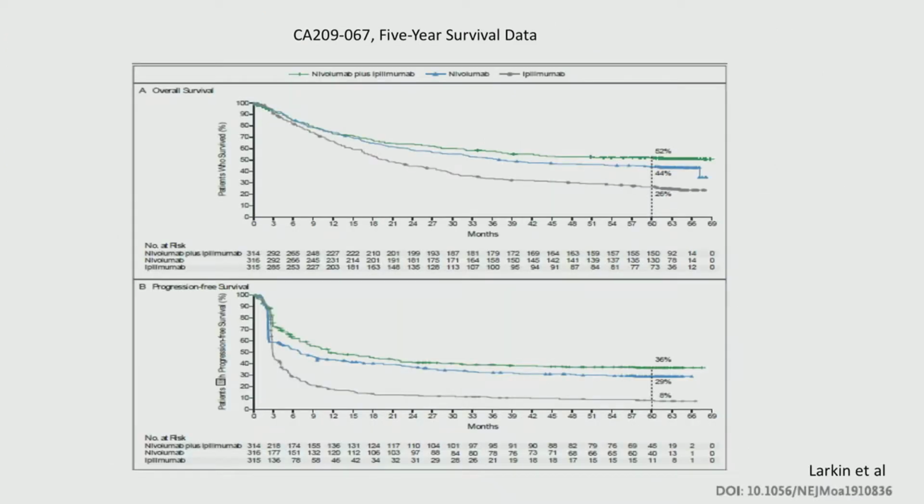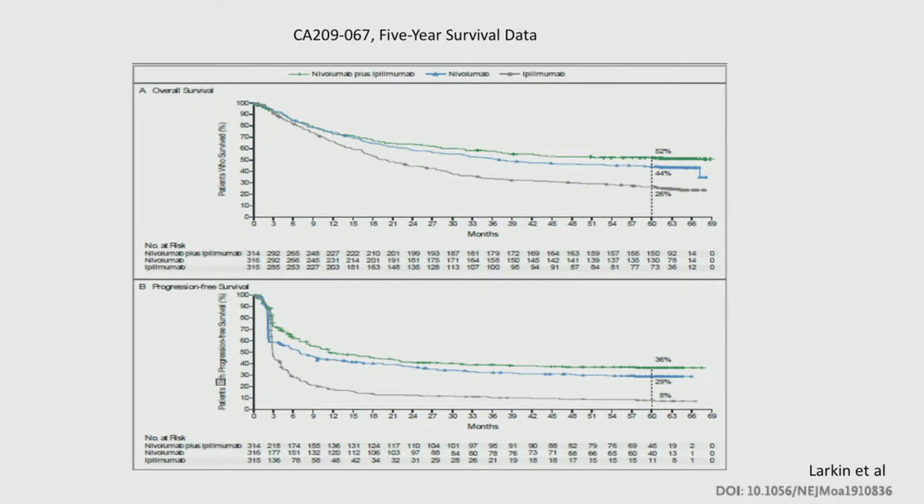So this is now the 5-year follow-up for the randomized trial of ipilimumab-nivolumab versus ipilimumab in melanoma. And there are some striking results here. 52% 5-year survival for ipilimumab-nivolumab, very similar to what we got in our phase 1 trial. The 36% progression-free survival rate for ipilimumab-nivolumab at 5 years is amazing, because that's probably a correlate of a complete response, which means that almost a third of patients are probably cured of their cancer with this combination.